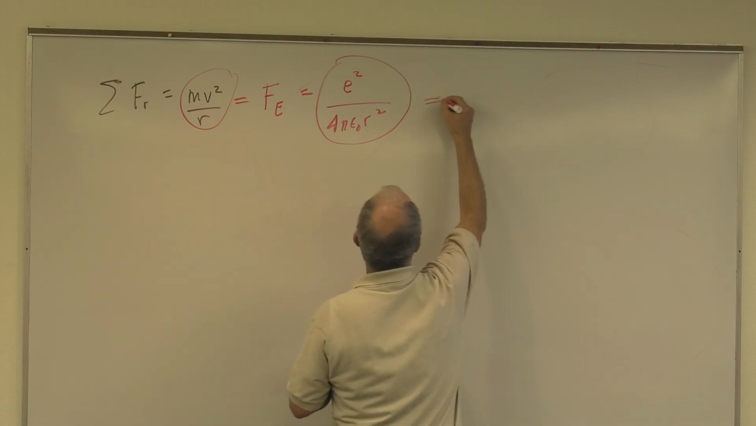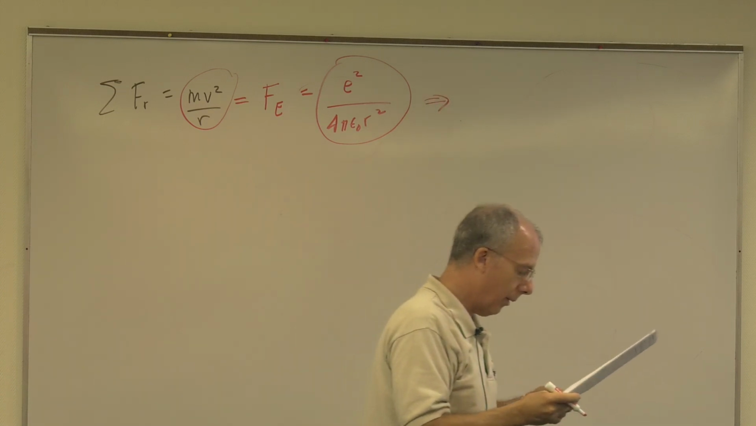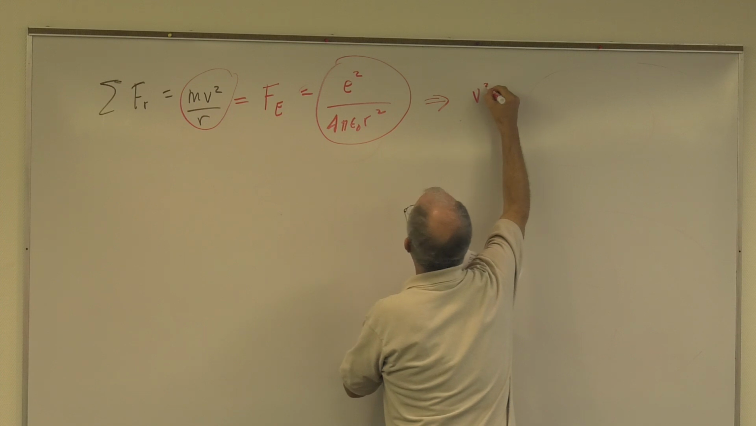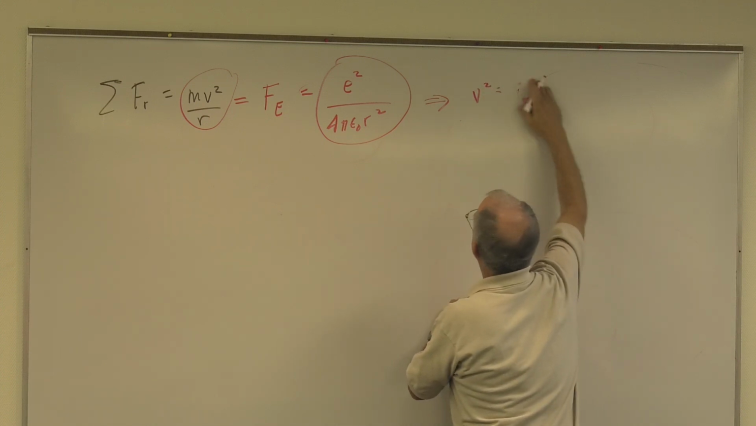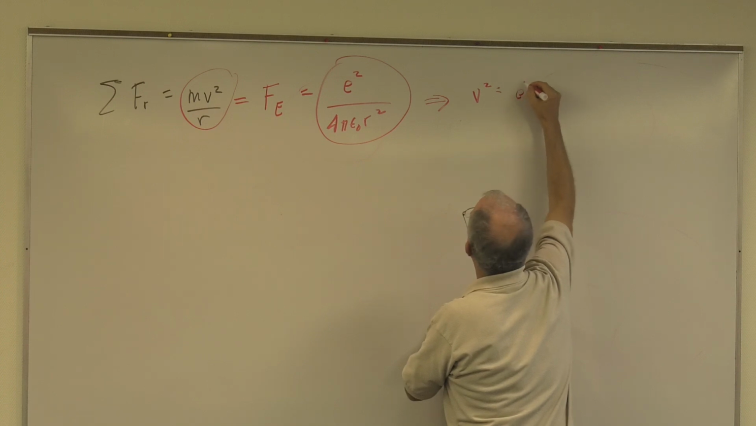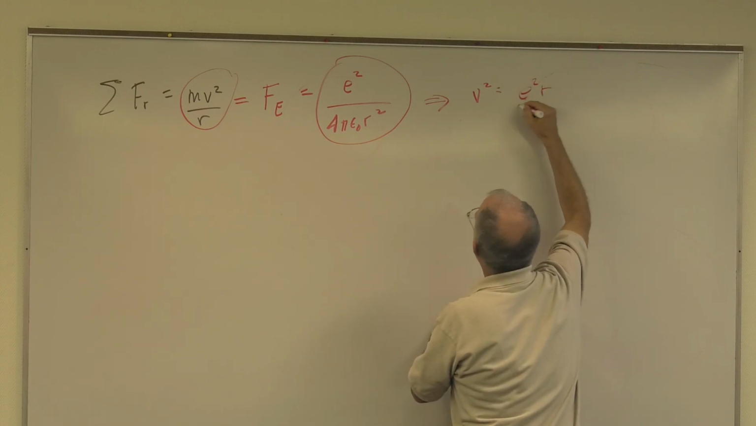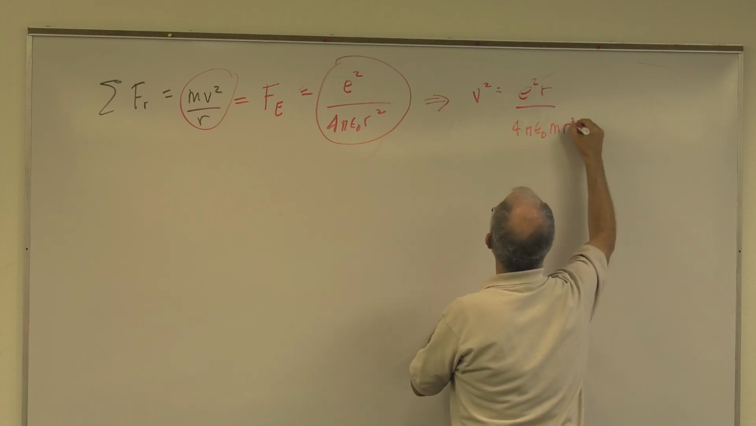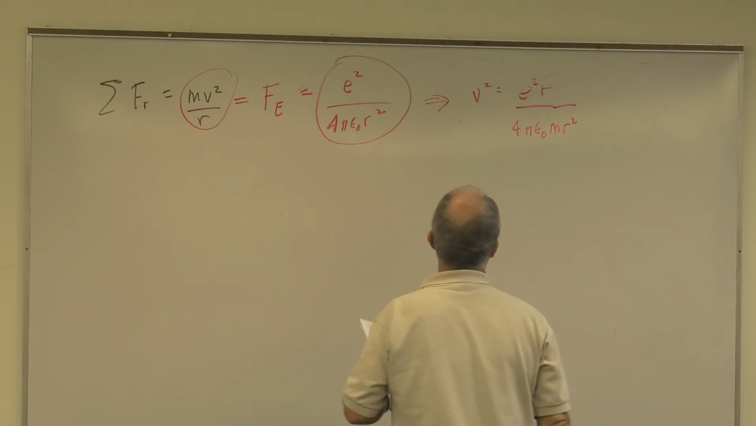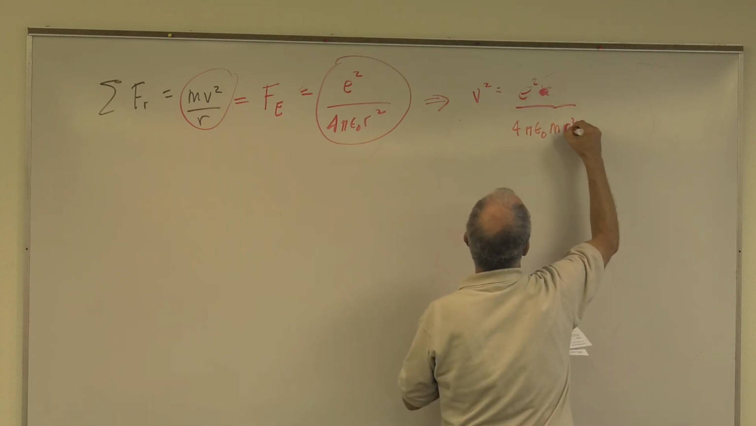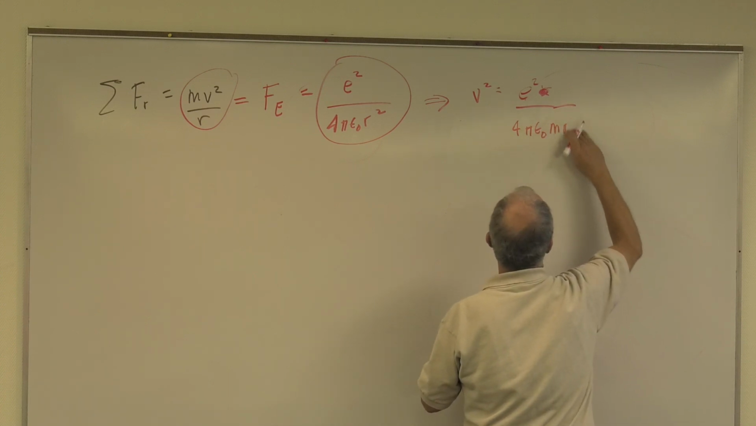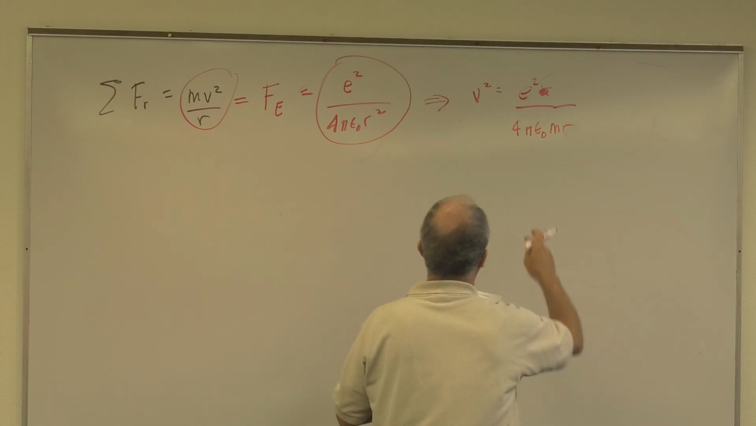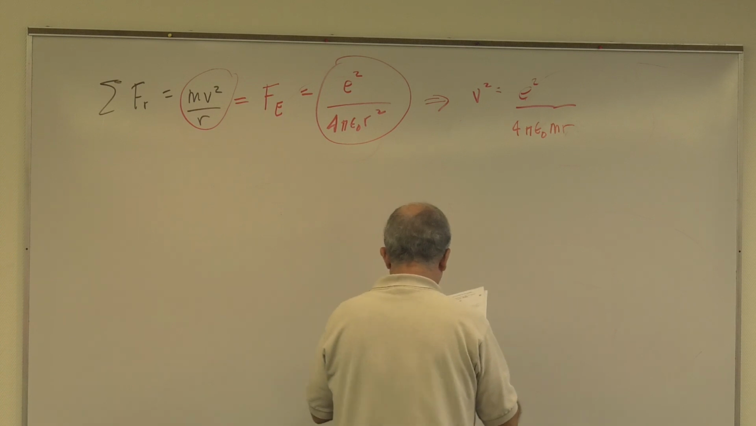And we can solve for the velocity. Let's solve for the velocity squared. So velocity squared equals e squared r over 4 pi epsilon naught m r squared. And then what are you going to do with these r's? Goodbye. You just get rid of one of them. All right, so there you go. That's the equation for the velocity squared.